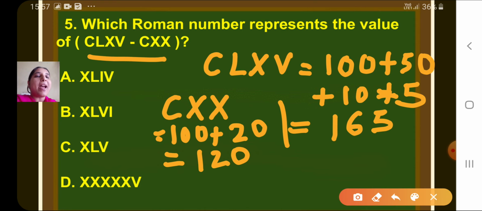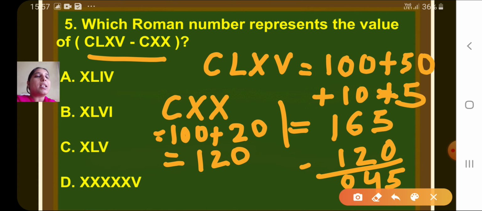Now you have to find out the difference. So 165 minus 120. So when we subtract, what will we get? 5 minus 0, 5. 6 minus 2, 4. And there we will get 0. Means 45. Now we have to convert this 45 to Roman numeral.